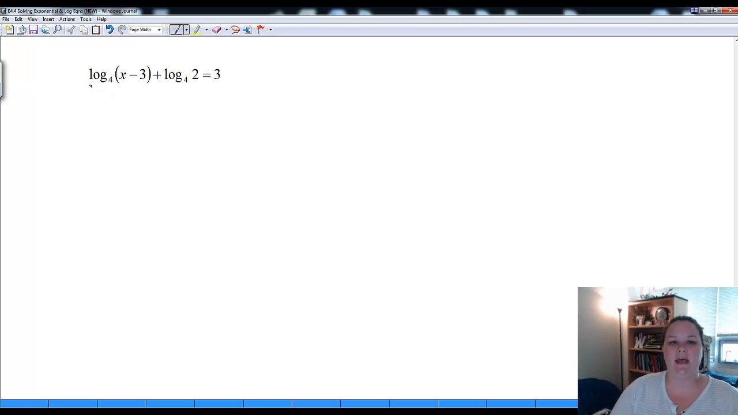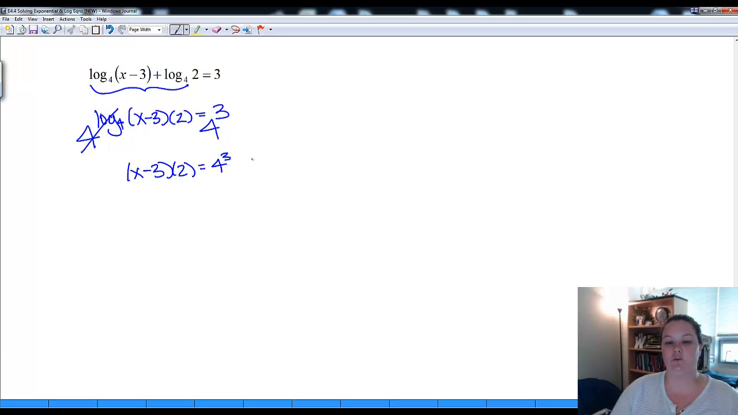Okay, so we're going to go ahead and condense these so that we have one log term on the left-hand side. So we have log base 4 of x minus 3. Now, because it's an addition, it condenses into multiplication. So x minus 3 times 2 equals 3. Because this is log base 4, to get rid of log base 4, we're going to use exponential base 4 so that those will cancel on the left-hand side. So I have x minus 3 times 2 is equal to 4 cubed.